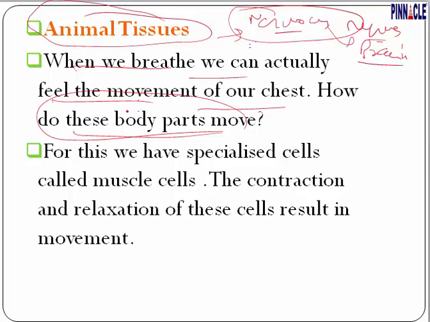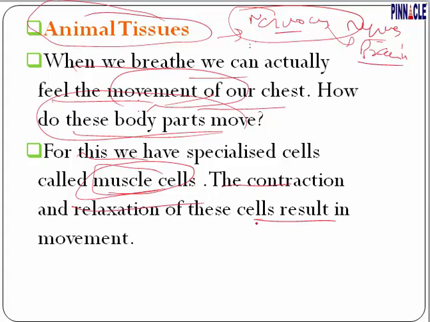Now, for example, the movement of the chest is because of specialized cells. For this we have specialized cells called muscle cells. Muscle cells help in the contraction and relaxation, which results in the movement of the parts.